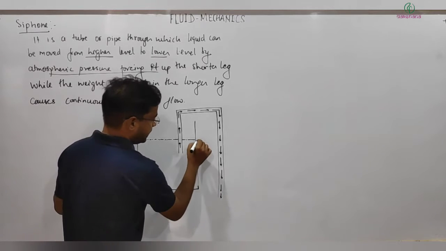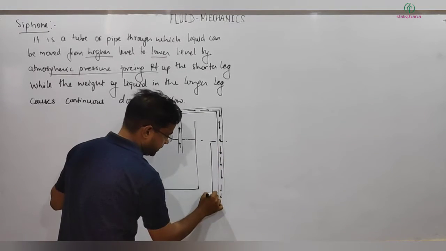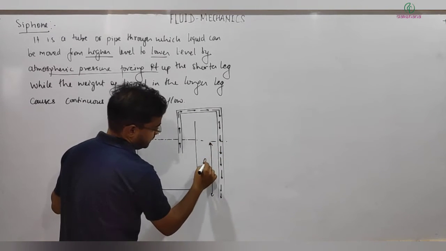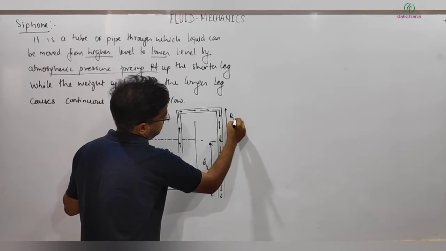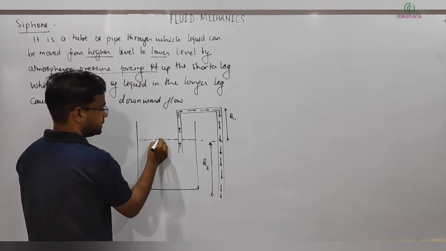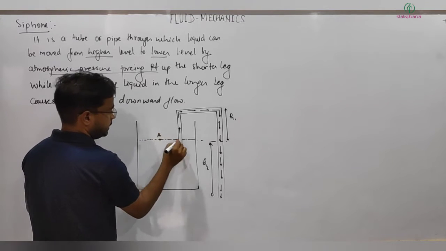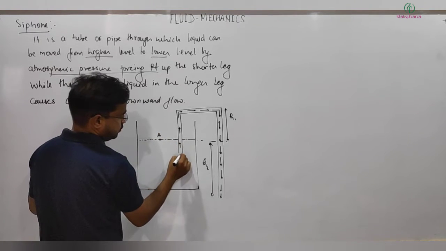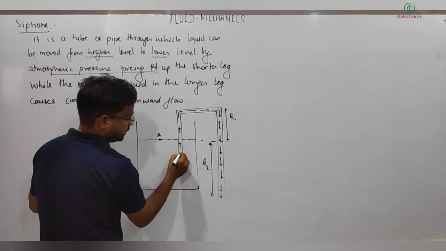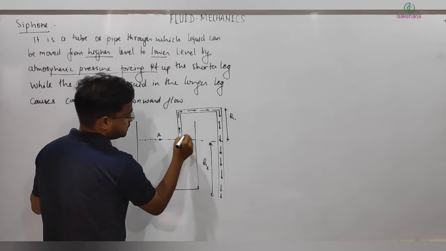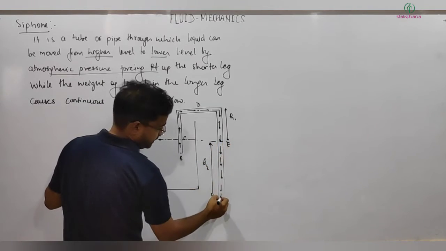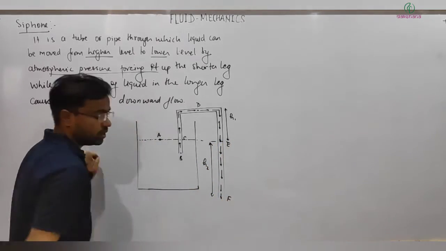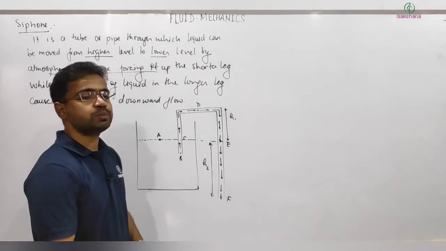So let me define here, I am taking this height as h2, this height as h1, and let's say this is my point A. Here you can take points just down here, I am taking B, this is C, and this is D, E, and let's say here it's F. Okay, so then we can use Bernoulli's principle.